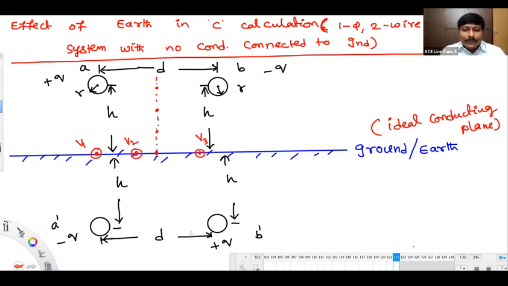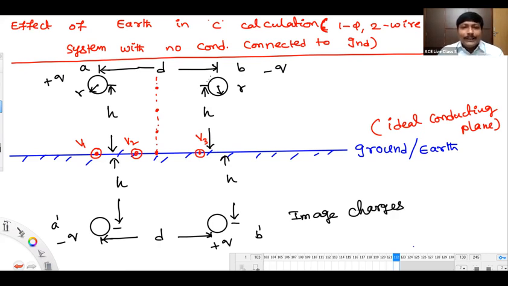Whether these charges A dash and B dash, which we are drawing on paper, are physically existing or not? No. So these are called imaginary charges or image charges.